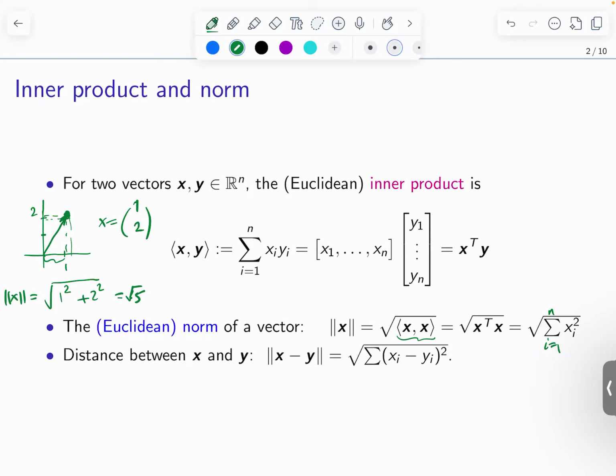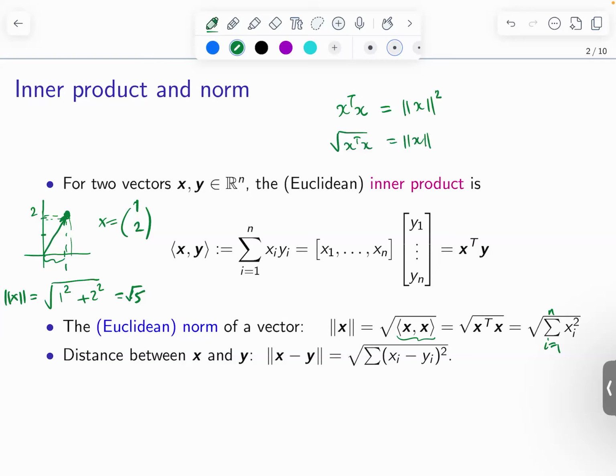Yes? I'm not sure if this is correct, but is the inner product between the transpose and the non-transpose the same as the square root? Are you talking about x transpose times x being the same as the squared distance? This is the same as the norm squared. Yes, that's the definition of the norm, because the definition is just the square, you take the square root. That's by definition the norm of x.